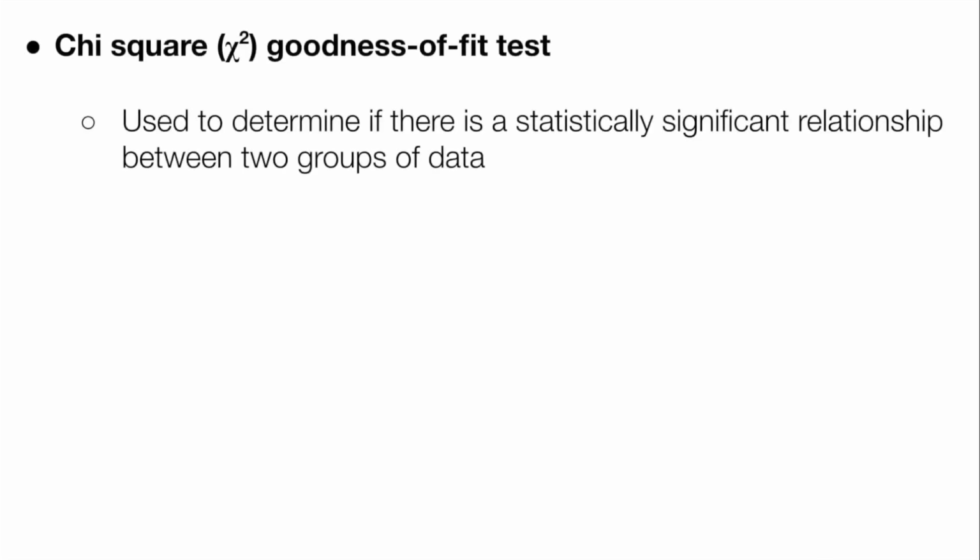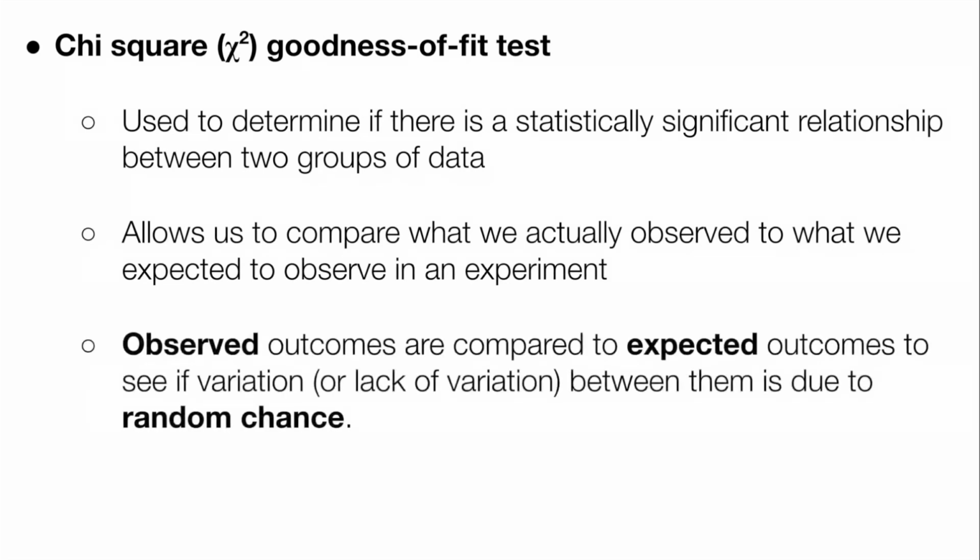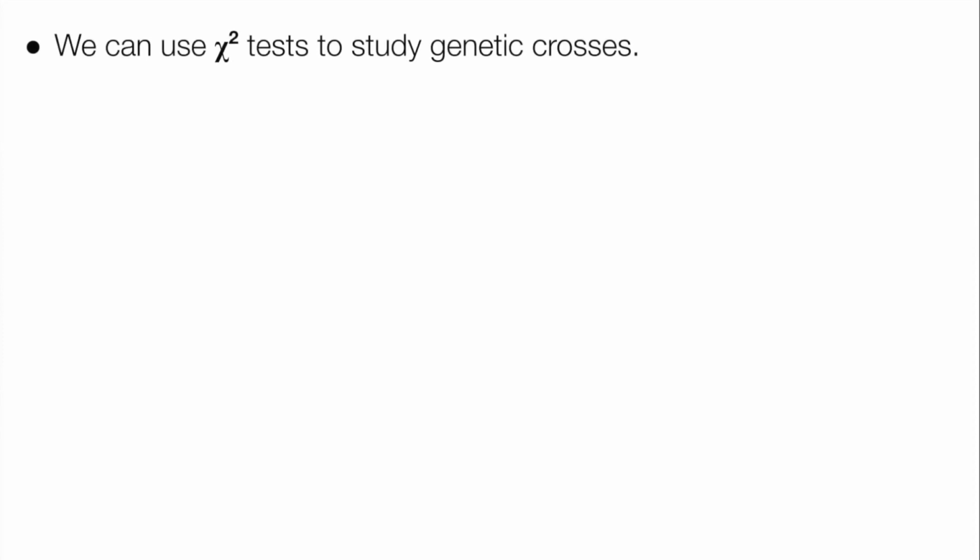So what is a chi-squared goodness of fit test? It is used to determine if there is a statistically significant difference or relationship between two groups of data. And it allows us to compare what we actually observed with our own eyes to what we expected to observe in an experiment. In other words, the observed outcomes are compared to expected outcomes to see if variation between them is due to random chance. And we will be using chi-squared tests to study genetic crosses.